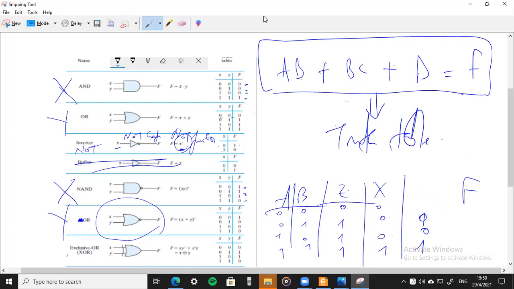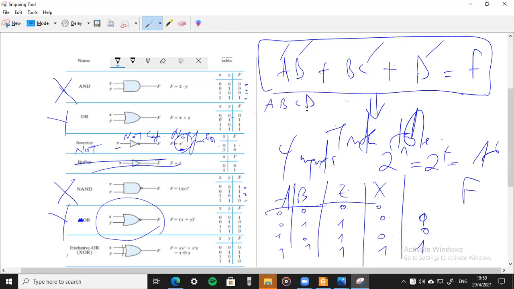What does the truth table have? It has A, B, C, D. That's how many inputs? 4 inputs. How many outputs should it have? 2 to the power of n, which is 2 to the power of 4, which is 16 outputs. You construct your truth table with A, B, C, D, 0, 1, 0, 1, until you reach 16 outputs.